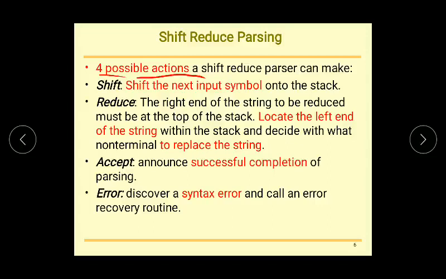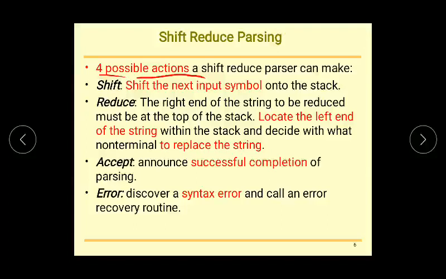Now, what is this shift reduce parsing? In shift reduce parsing, we have four possible actions. As I told earlier, it is a method of bottom-up parsing. That is, we have to reduce a given string into the start symbol. So, what are the possible actions? First one is shift, second one is reduce, third one is accept, and fourth one is error. We also use stack as an intermediary step.